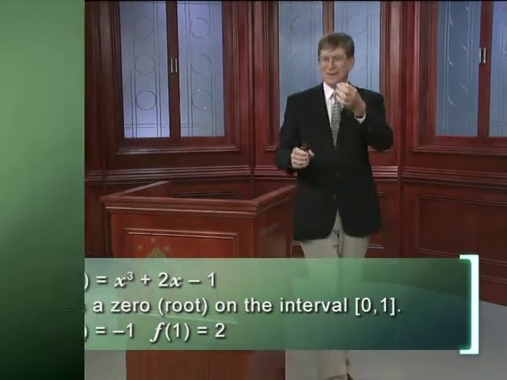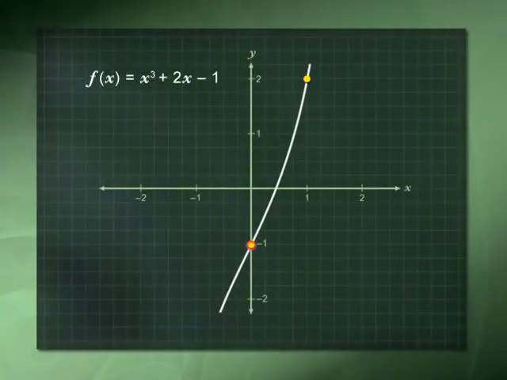Here's the picture. f of 0 is minus 1. f of 1 was 2. That means the function, the graph, has to cross the x-axis. I'm letting my k value be 0 here, and hence there must be some c, which is the root. Kind of neat how it works.